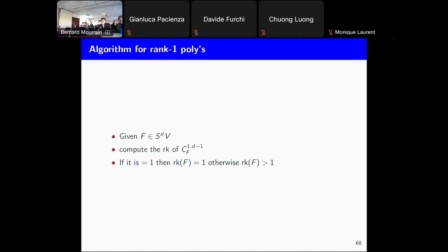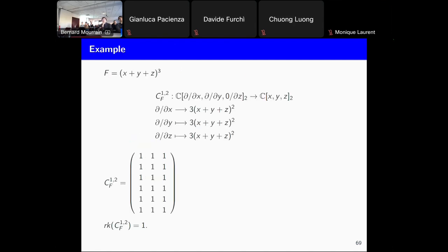So I can use the catalecticant to compute rank 1. It's easy to know if your polynomial is rank 1: you compute the first catalecticant. If its rank is 1, then your polynomial is rank 1, meaning it's a pure power of a linear form. Otherwise, the rank is bigger than 1. Tensor rank 1 is easy, we are all happy on this. Example: this is a rank 1 polynomial. I write down the first catalecticant, this is what I get. After having fixed some basis, this is the catalecticant matrix, and it's clearly of rank 1.